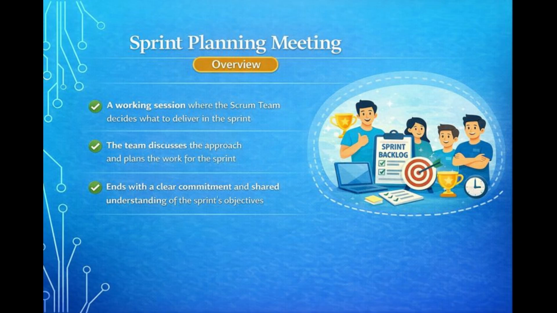Sprint Planning Meeting Overview. Sprint planning is a structured working session held at the start of every sprint. Its purpose is to align the Scrum team on what will be delivered in the upcoming sprint and how the team plans to deliver it. By the end of this meeting, the team has a clear commitment and a shared understanding of the sprint's objectives.